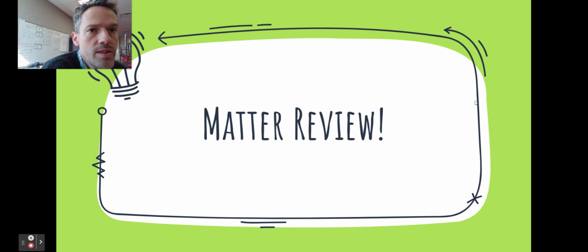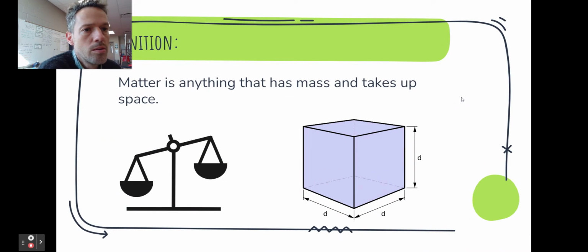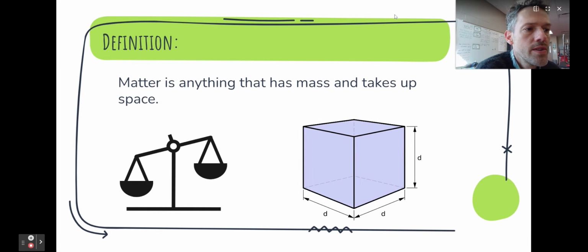So our goal for this particular review is to learn about what matter is, what the definition of matter is, and examples of matter. And then we'll talk a little bit about atoms. We'll talk about the periodic table, how each element on the periodic table is its own specific and unique atom. And we'll go into more details about that.